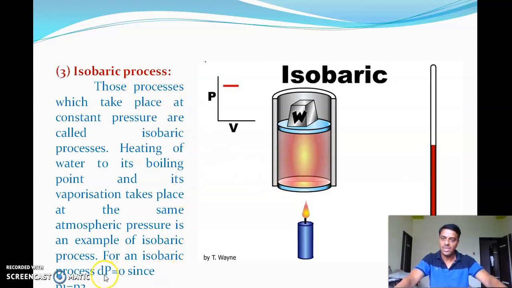Here delta P is equal to 0, since P1 is equal to P2. P1 is the pressure of the system in the initial state, and P2 is the pressure of the system in its final state. If the values of both P1 and P2 are the same, that means pressure remains unchanged.